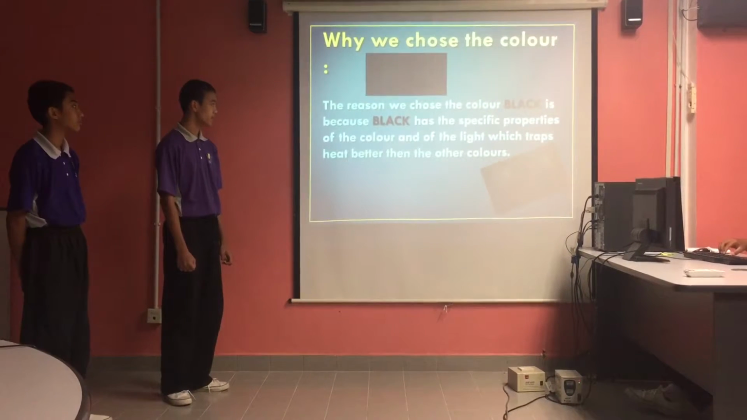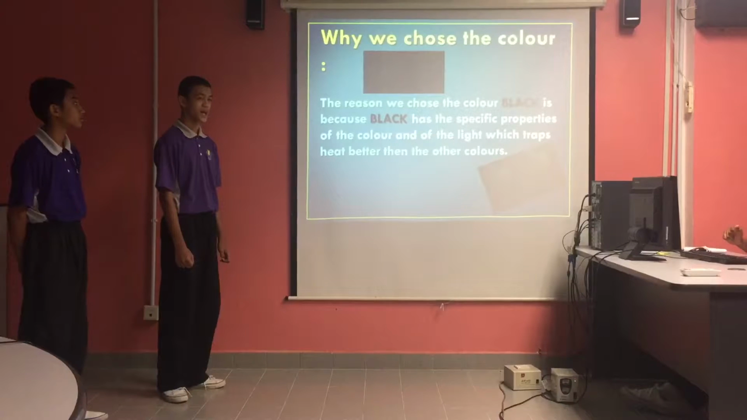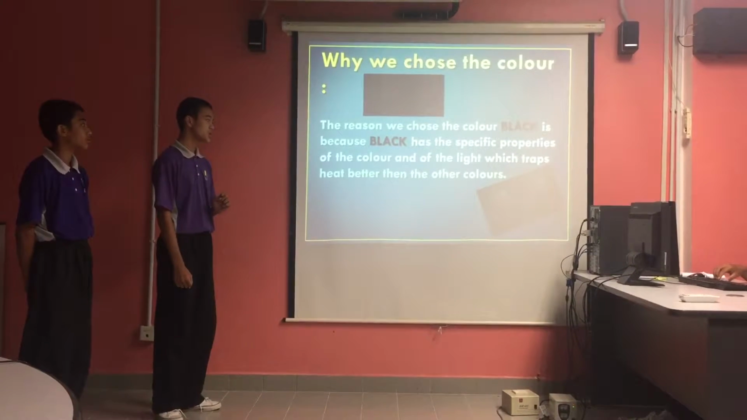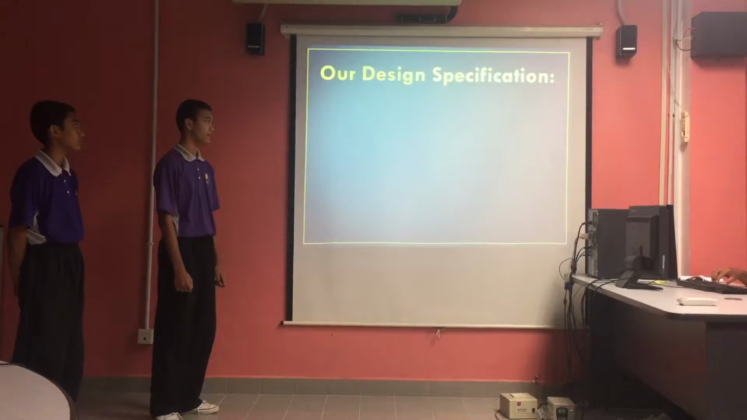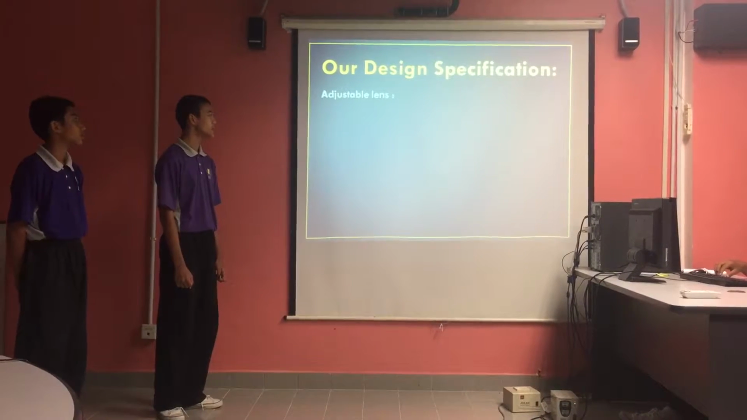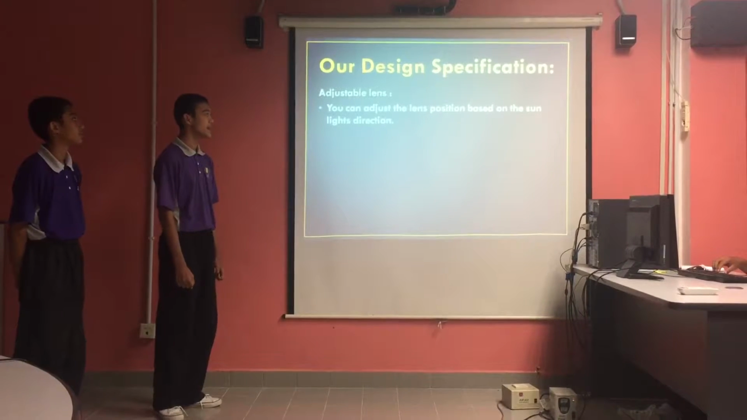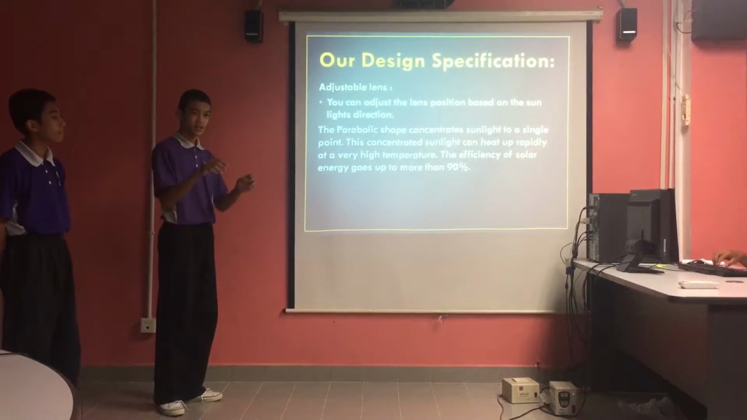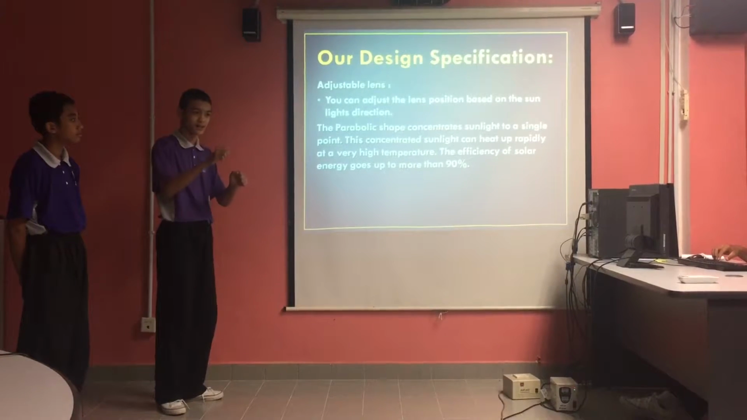Why we chose the color? The reason we chose the color black is because black has the specific properties of color and light, which traps heat better than other colors. Our design specifications: our adjustable lens, we can adjust the lens position based on the sun's direction. Whereas other projects are static, ours can adjust.